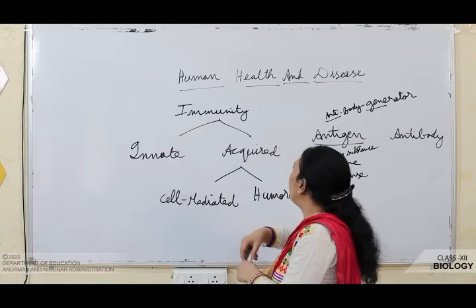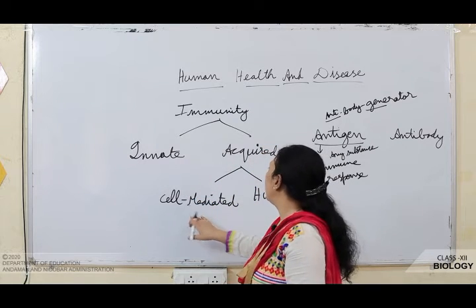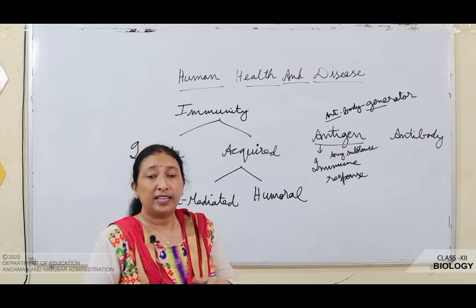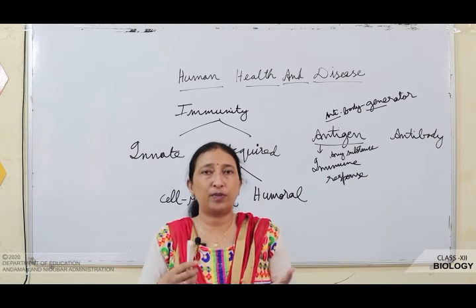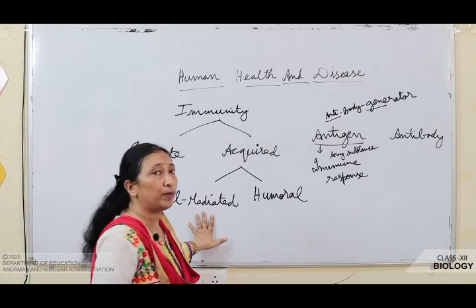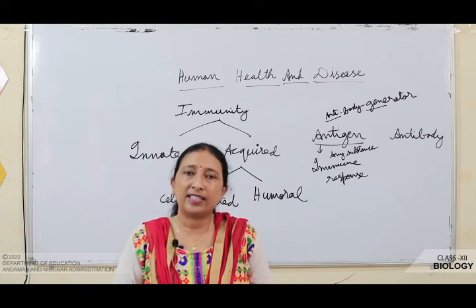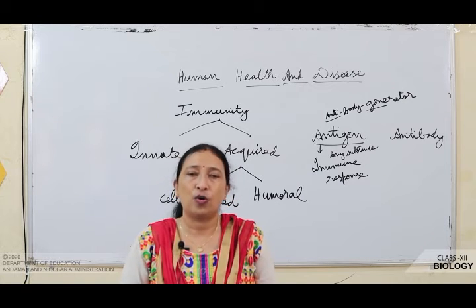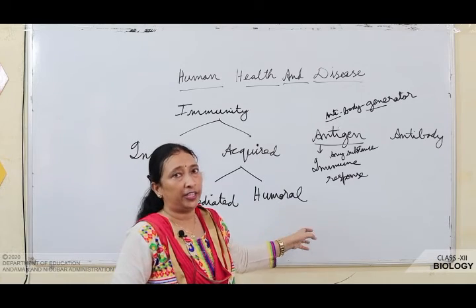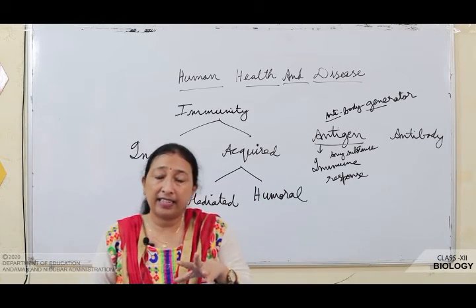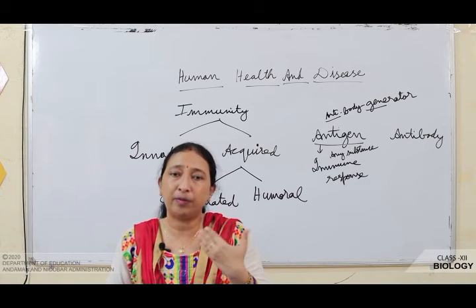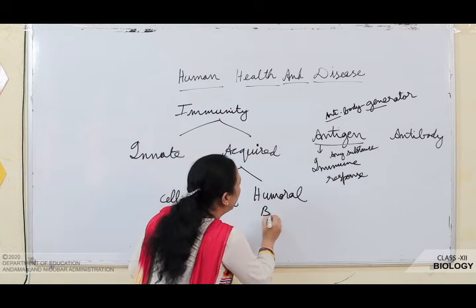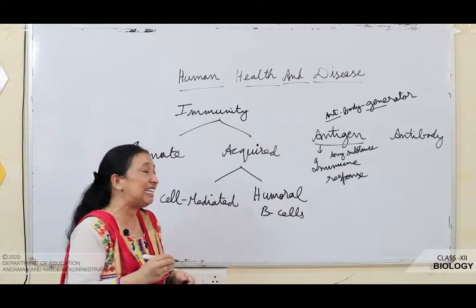And about acquired immunity, there are two types: cell mediated immunity and humoral immunity. Cell mediated immunity means the pathogens are destroyed by the cells without producing any antibodies. Antibodies are not produced in cell mediated immunity. It is brought about by the T cells, macrophages and natural killer cells. The other is humoral immunity, the antibody mediated immunity, which is brought about by the B cells.